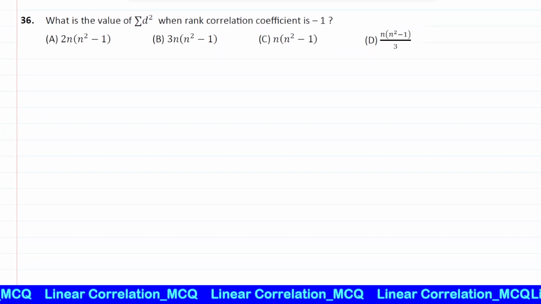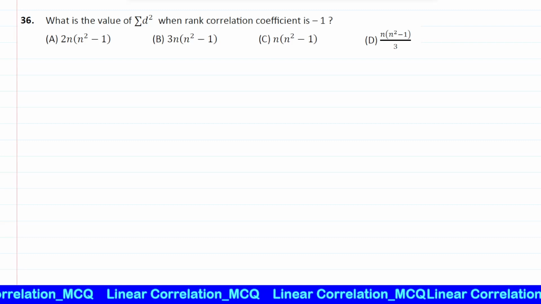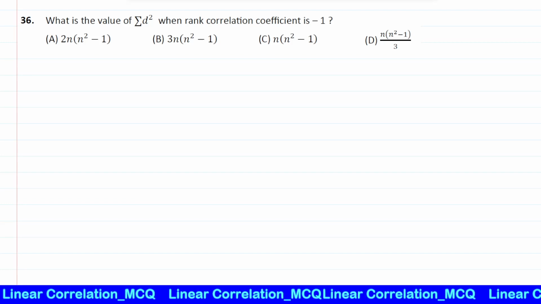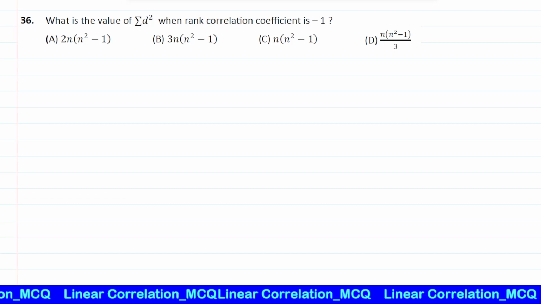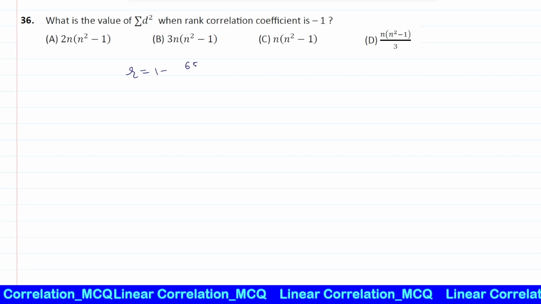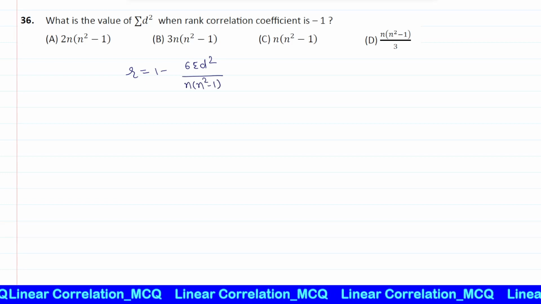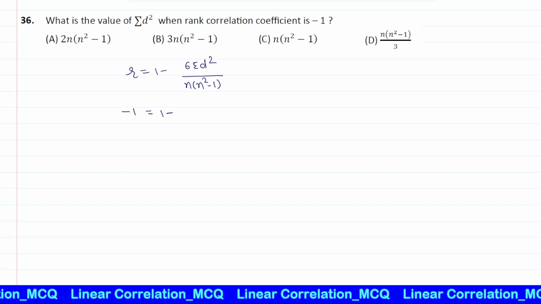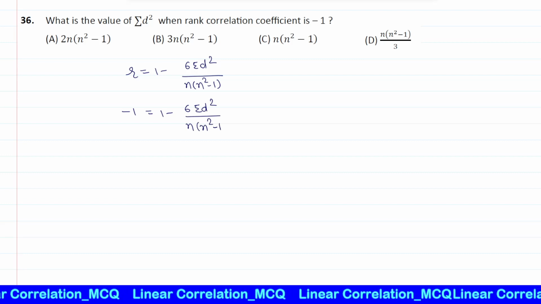Now question number 36 is also regarding rank correlation. What is the value of sigma d square when the rank correlation coefficient equals -1? Let me put the formula. r equals 1 minus 6 sigma d square upon n of n square minus 1. We put correlation coefficient r equal to -1. So -1 equals 1 minus 6 sigma d square divided by n of n square minus 1.